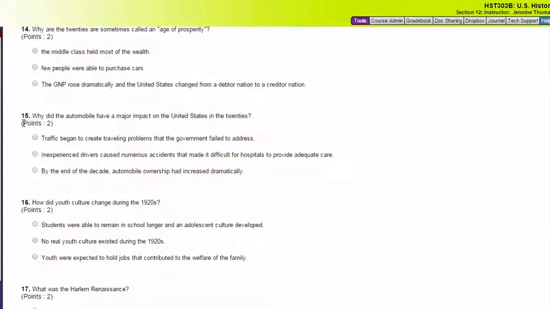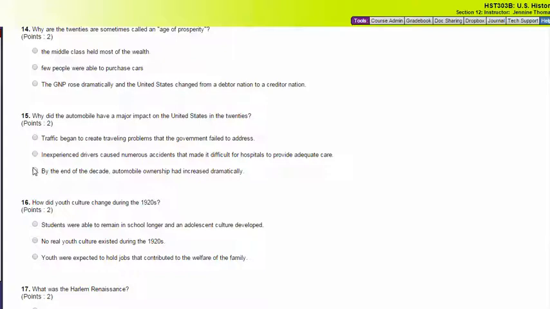Number 15. Why did the automobile have a major impact on the United States in the 20s? Traffic began to create traveling problems that the government failed to address. Inexperienced drivers caused numerous accidents that made it difficult for hospitals to provide adequate care. By the end of the decade, automobile ownership had increased dramatically.